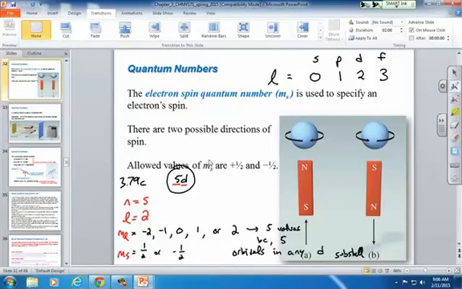So if I happen to know that this electron in the 5D had a partner with it in the same orbital with a plus 1/2 spin, then this electron would have to have a negative 1/2 spin because they can't both have the same spin if they're in the same orbital. But if I don't have any information like that, I'm just looking at one electron that happens to be in the 5D, I don't know whether it's a plus or a minus spin.